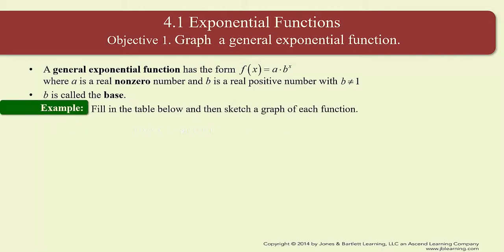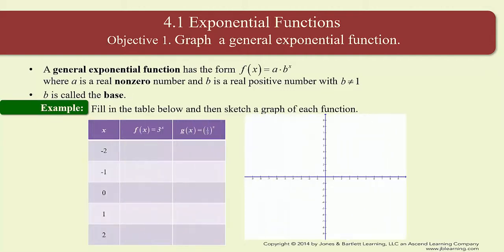So let's look at this example. Fill in the table below and sketch a graph of each function. So there you go, there's the table. We have two different exponential functions: 3 to the x is function f, and 1/3 to the x is function g. So get this written down because I'm going to head off to the chalkboard to work through this, and hopefully we can review some properties of graphs as we're reviewing it.